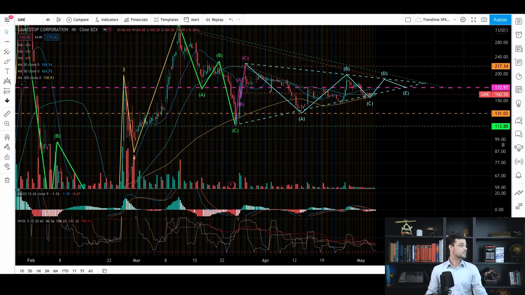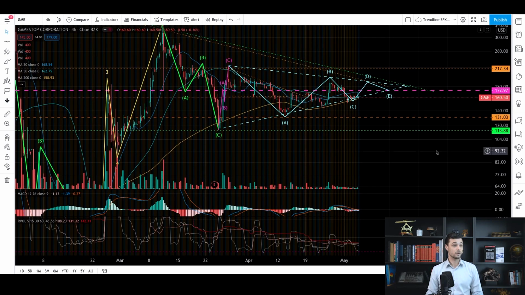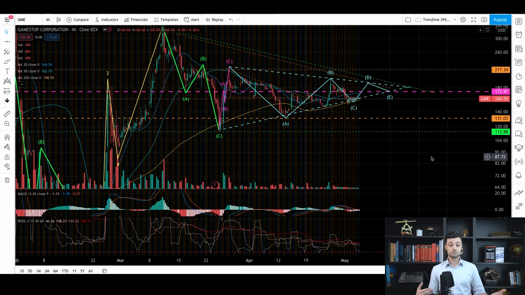Alright guys, so this is my GameStop chart. As usual, we're going to start on the forward time frame. Then we're going to zoom in a little bit, see if we find any signals on the shorter time frame, like the hourly time frame, which is very good to use as well. And we're going to try to see what might happen next.